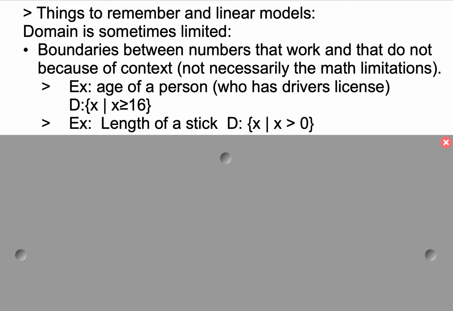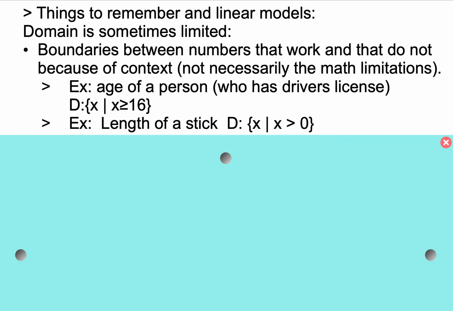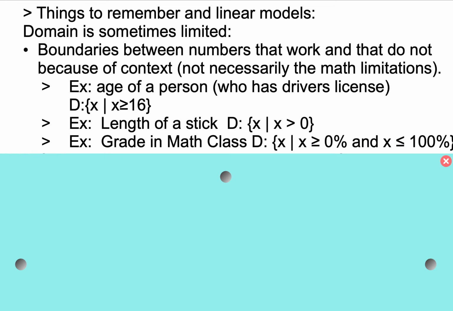Okay, another example, the length of a stick. The length of a stick would have to be bigger than 0. A 0 length stick, you wouldn't even call it a stick, it'd be nothing. And a negative length stick doesn't exist. So even though we may have something where we could plug in a negative number, if it's referring to the length of a stick, it can only take positive numbers. Another example, in your grading math class, the domain is going to be between 0 and 100% because you can't have a grade outside of that range, well, outside of that domain.